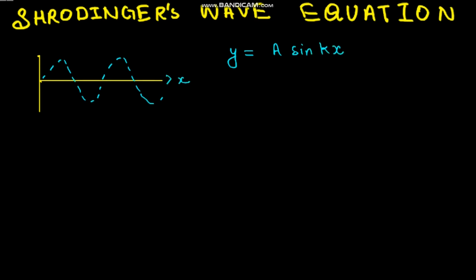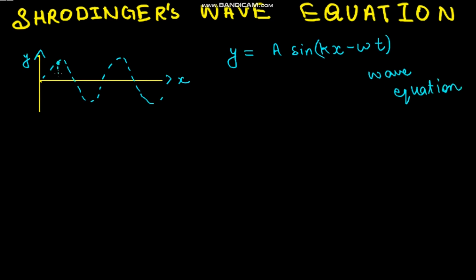A wave, as you know, travels through a medium. So this waveform will also travel through a medium and hence the wave will vary with time. So you can write minus omega t. And now this equation becomes a wave equation.